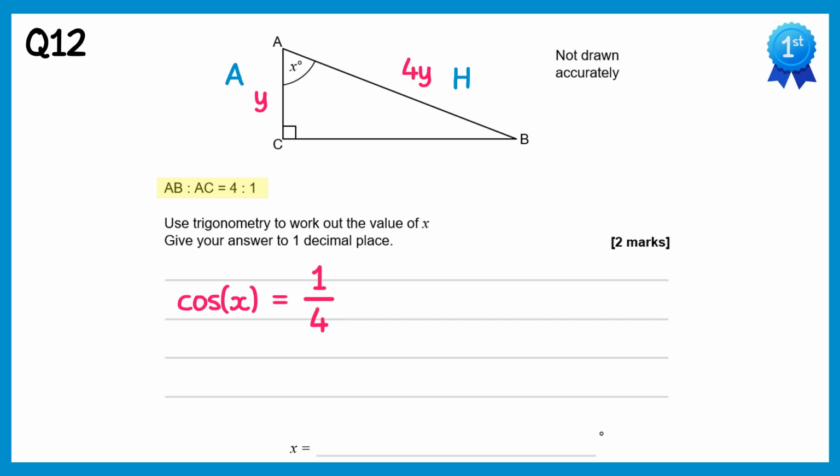Now to find x, we just do inverse cos, so we need to do x equals inverse cos of 1 over 4 or a quarter, and type this into your calculator and you'll get the answer. So the answer to this question, rounded to one decimal place, is 75.5.